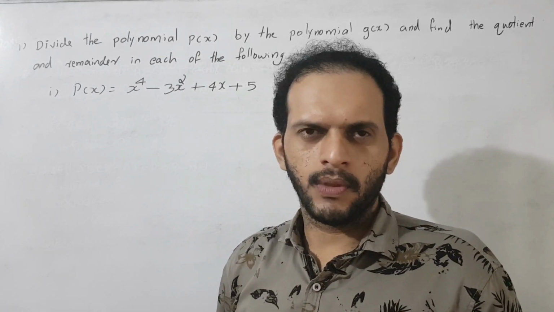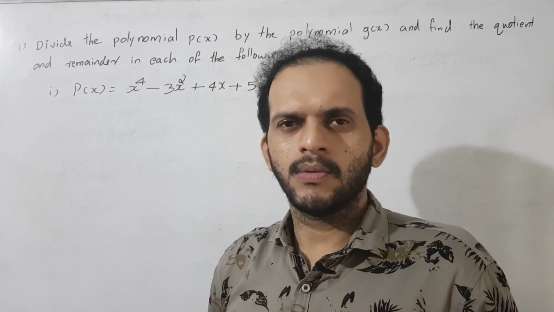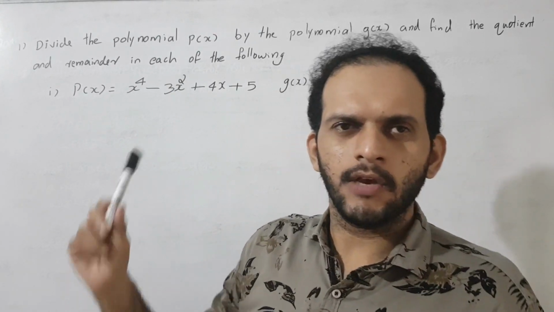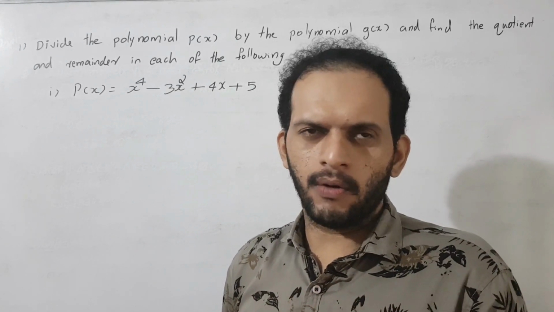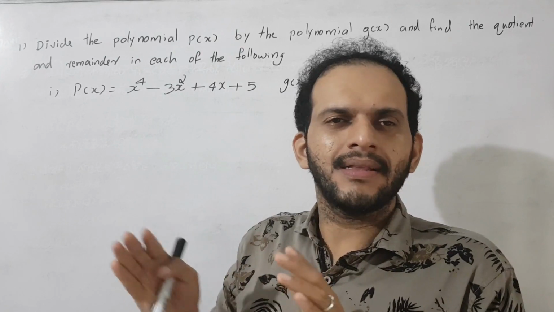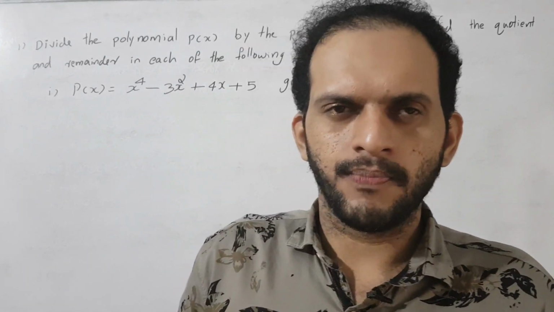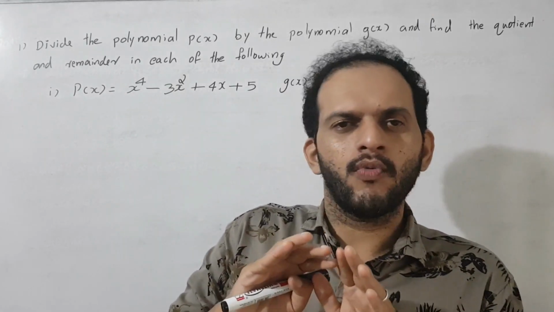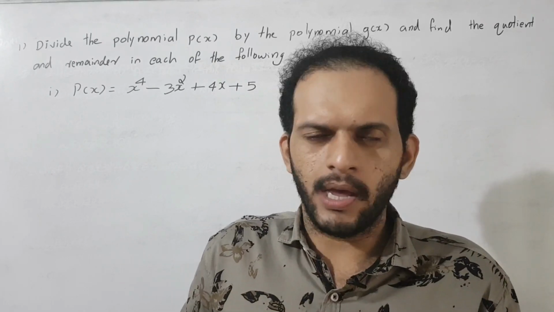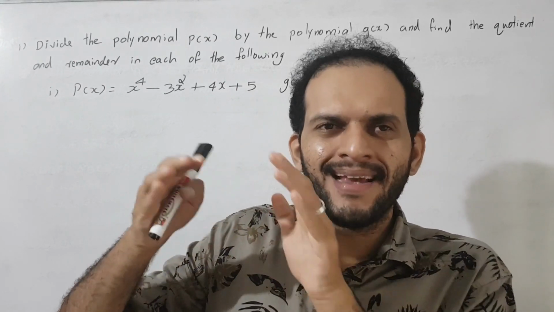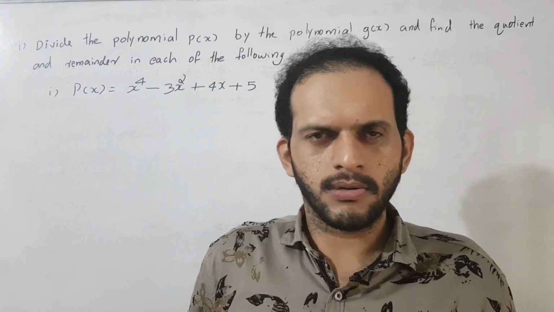Quotient and remainder. Before dividing the polynomials, you must check that the given polynomials are in the standard or general form. You know how we write the polynomials, correct? We arrange the terms in descending order of powers of the variable. The highest power, then the next, like that, and the last is the constant term.